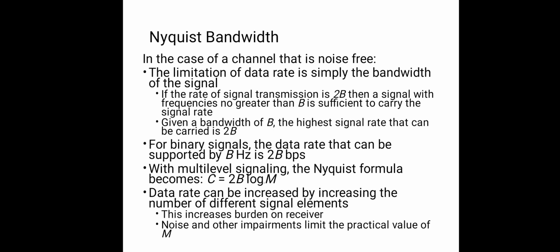With multilevel signaling, the Nyquist formula becomes C = 2B log2 M. The data rate can be increased by increasing the number of different signal elements. This places a burden on the receiver. Noise and other impairments limit the practical value of M.